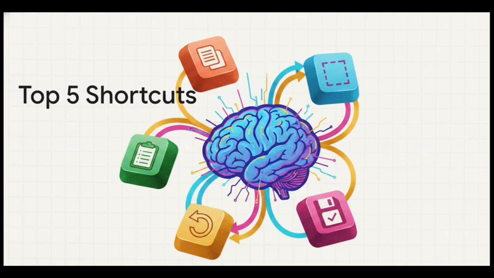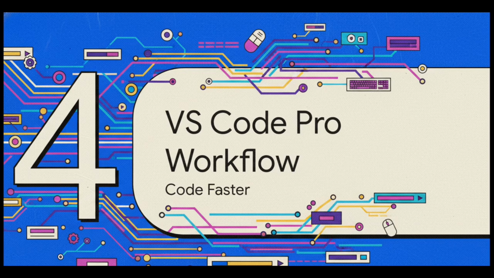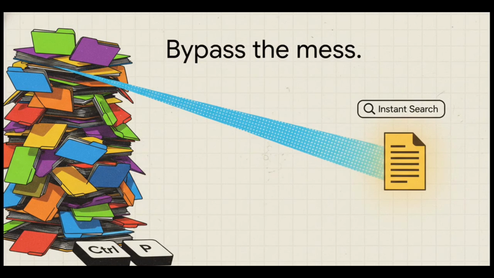All right, section 4, VS Code Pro workflow. Now this is where it gets really cool. Let's see how this applies to heavy digital workloads like coding in Visual Studio Code. When a developer needs a file, they aren't clicking through endless folders. No way. Instead, Ctrl+P lets you quick open a file instantly just by typing a few letters. It keeps you totally in a flow state, jumping from document to document without a second thought.